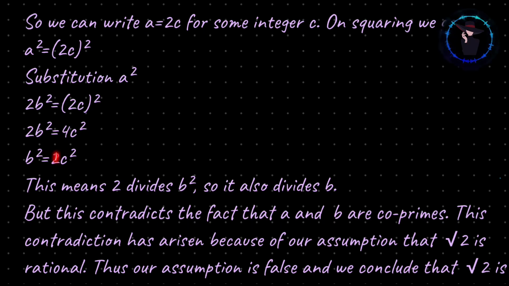Now, if we send this 2 again here, it also divides b square, right? b square by 2. Similarly, how we got a square by 2 in the previous slide, which means 2 divides b square, then it also divides b, right? But this contradicts the fact that a and b are co-prime. How should we get this? We need the values of a and b as co-primes, right?